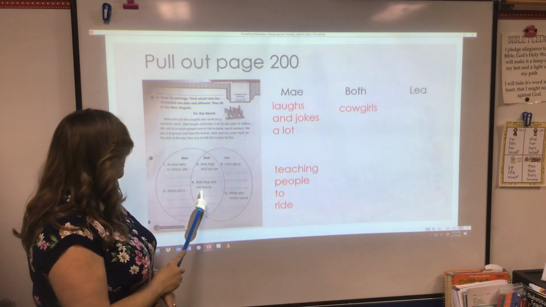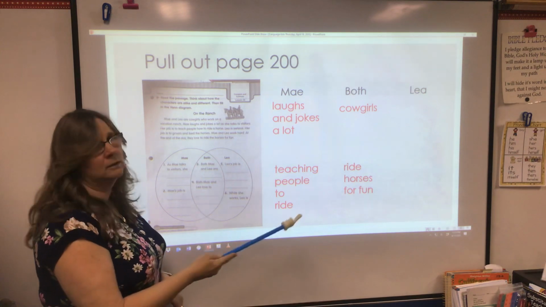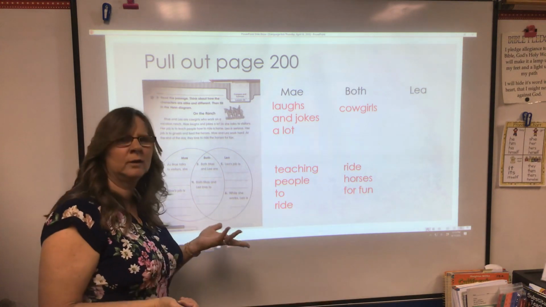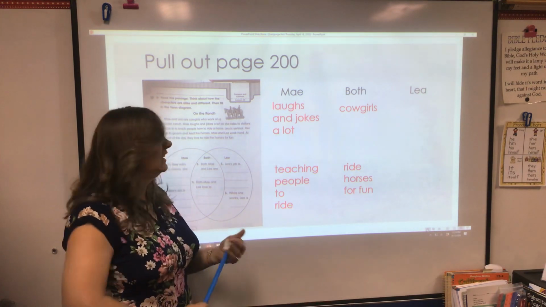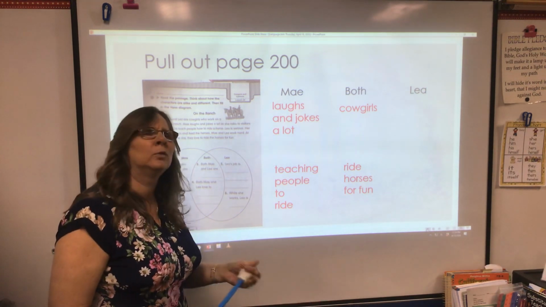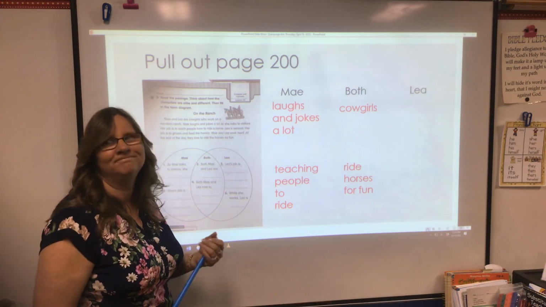And then number 4, both May and Lee love horseback riding. Well, if they work at a ranch, they probably do, huh? They probably should. That'd probably be a good idea. Mm-hmm. If they didn't like to ride horses, I don't know if I'd want to be working at a horse ranch. Then it would be really hard work.